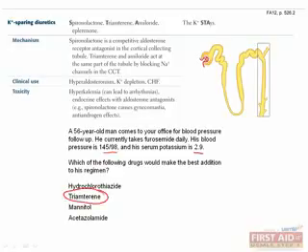All of these agents could be helpful in lowering the patient's blood pressure, but he is also hypokalemic, and triamterene is a potassium-sparing diuretic that will increase his serum potassium at the same time as lowering his blood pressure. That pretty much sums up all the diuretics.